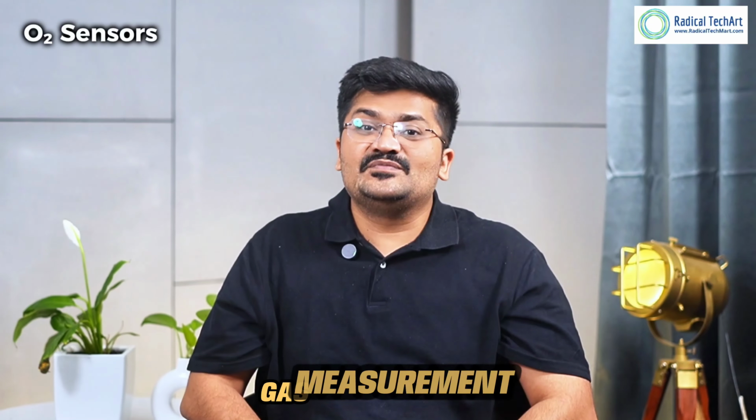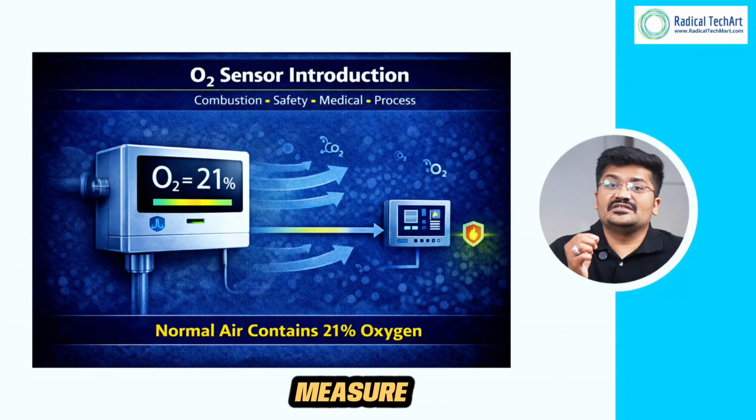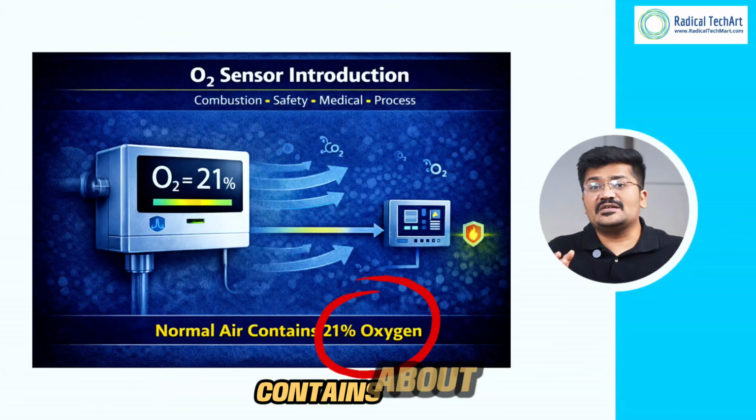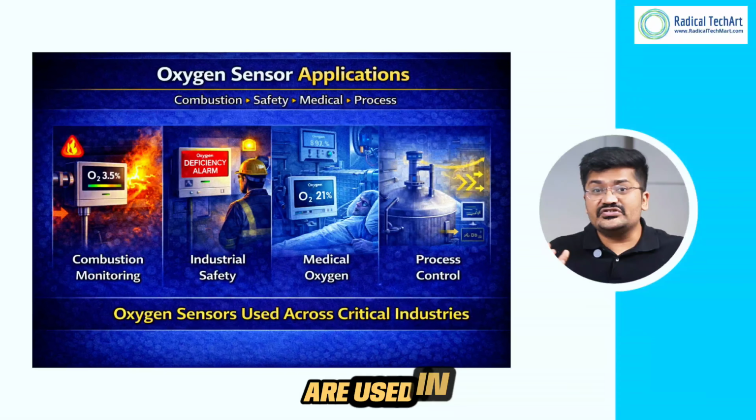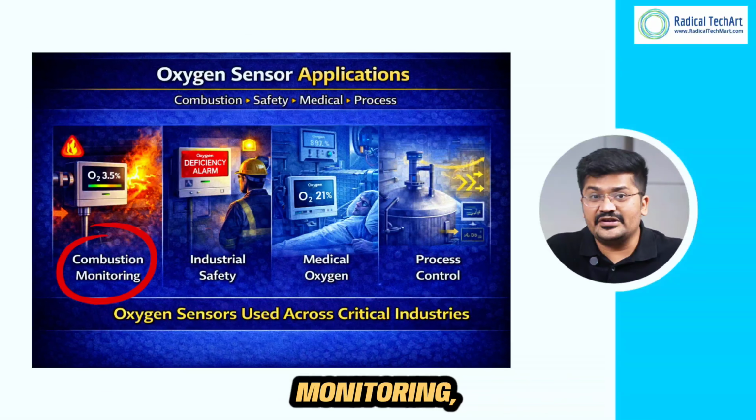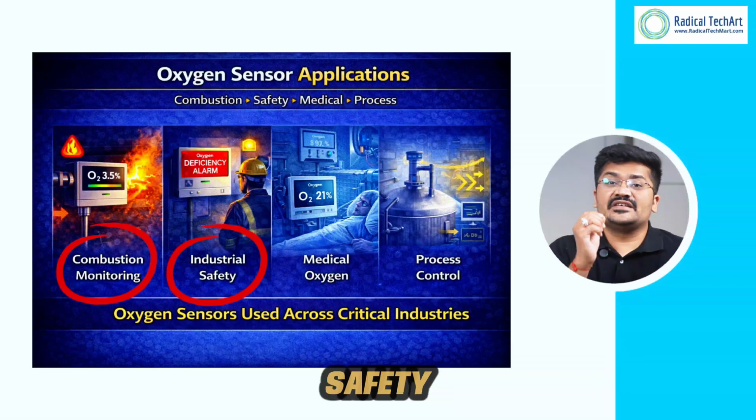Another important gas measurement is oxygen measurement. Oxygen sensors measure the percentage of oxygen present in air or gas mixtures. Normal atmospheric air contains about 21% oxygen. Oxygen sensors are used in applications such as combustion monitoring, industrial safety systems, medical oxygen monitoring, and process control. Different technologies may be used for oxygen sensing, such as electrochemical sensors or zirconia sensors for high temperature applications.